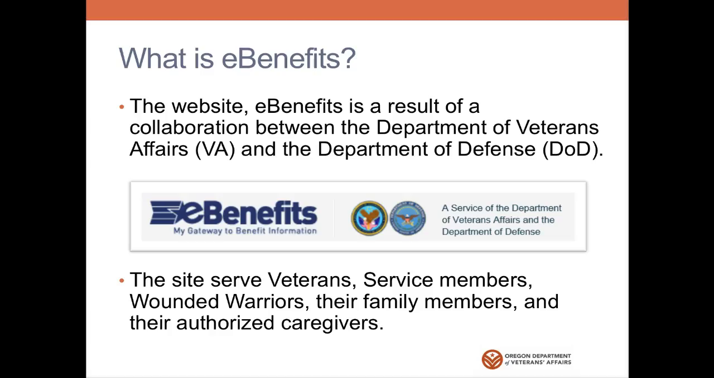So let's talk about eBenefits. It's a website. eBenefits is a result of a collaboration between the Department of Veterans Affairs and the Department of Defense. What this means is that information on the veteran that is being held by the Department of Veterans Affairs and the Department of Defense is pulled together in benefit of the veteran to give them access to that information. Now, of course, there's some things that they have to do, which we'll discuss here in the next few slides.